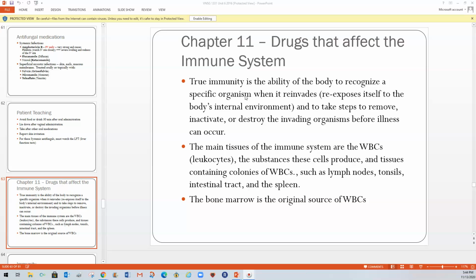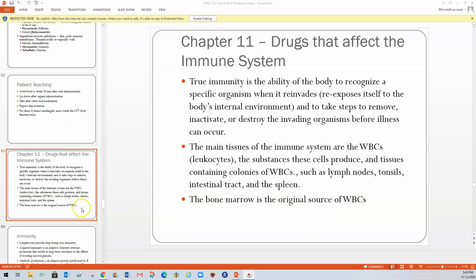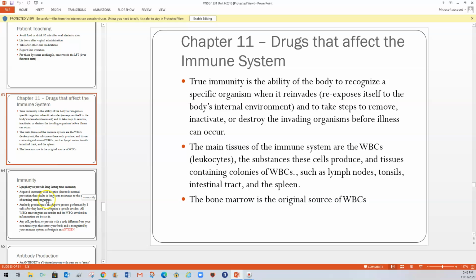The main tissues of the immune system are the white blood cells, the leukocytes, the substances these cells produce in tissues containing colonies of white blood cells, such as lymph nodes, tonsils, intestinal tract, and the spleen. All of that is where we have colonies of white blood cells. And their main function, one of the main functions, is to protect us via the immune system. The bone marrow is the original source of WBCs, and that's why people who have leukemia, etc., have to have bone marrow transfusions because they are not producing white blood cells. Immunity.